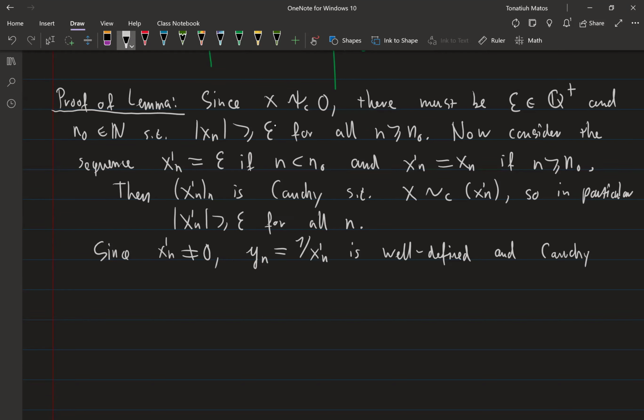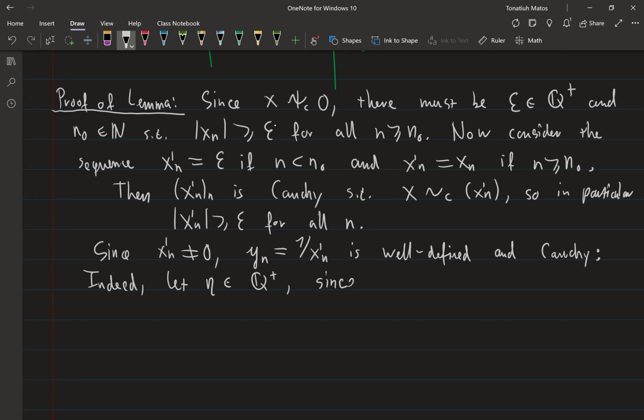It is Cauchy because the original one was Cauchy, right? Should we prove that it is Cauchy? Why not? It's Cauchy. So indeed, how do you prove that this is Cauchy? Now, I already used the letter epsilon, so I should use a different letter. So let's say eta is a positive rational number, right?